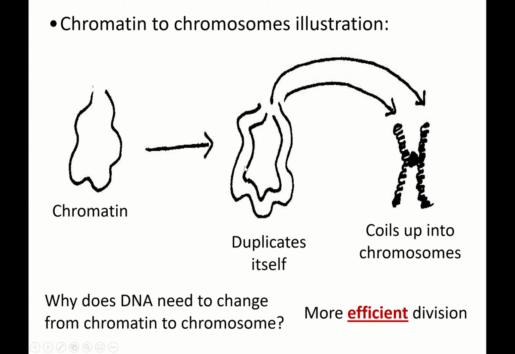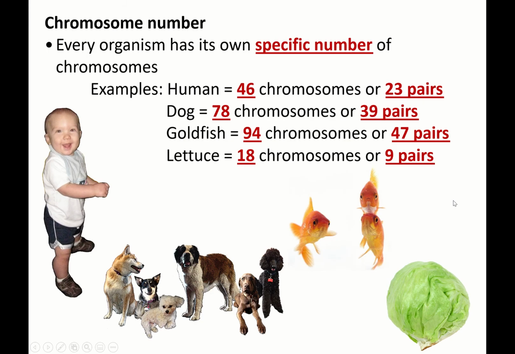Think about it. If our cells need to split our DNA perfectly in half, we don't want to lose any. When it's all loose like this, it's easy to get it jumbled up and confused and lost. If we don't want to lose it, we need it to be more organized, which is what it looks like in our chromosomes. So with chromosomes, every organism has its own specific number of chromosomes.